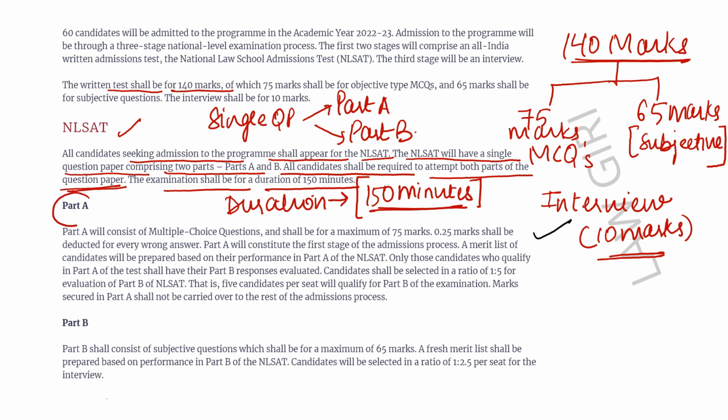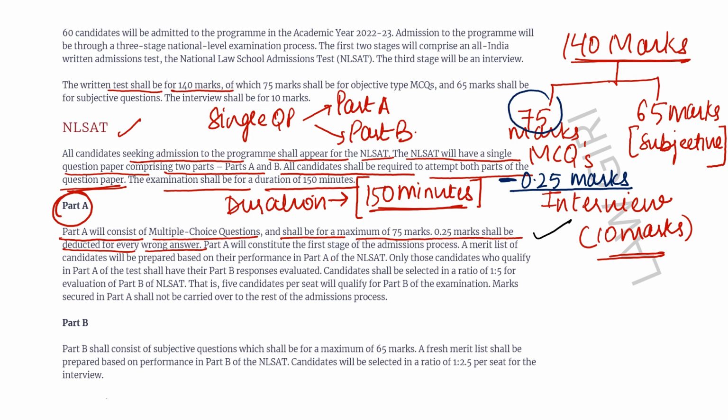Okay, now they're going to tell us about part A. Let's quickly go through it. Part A will consist of multiple choice questions and shall be for a maximum of 75 marks. 0.25 marks shall be deducted for every wrong answer. So we get to know one more thing, that 0.25 marks will be deducted, as there is negative marking in this part of the exam. This is our part A and this is our part B. Part A is of 75 marks, MCQ type questions are going to be there. Part B is of 65 marks, subjective.